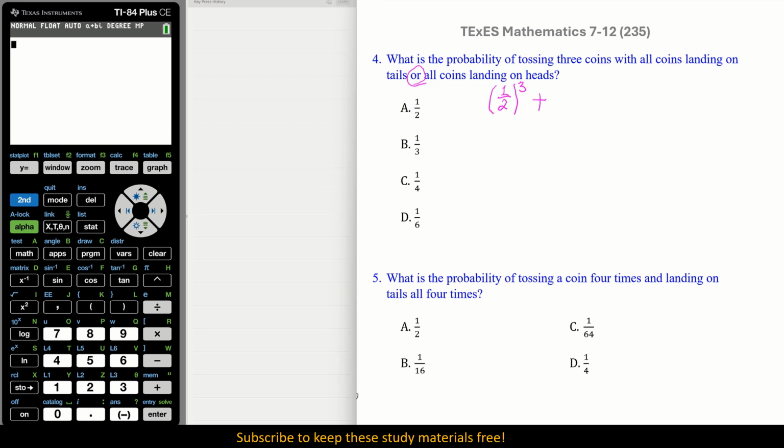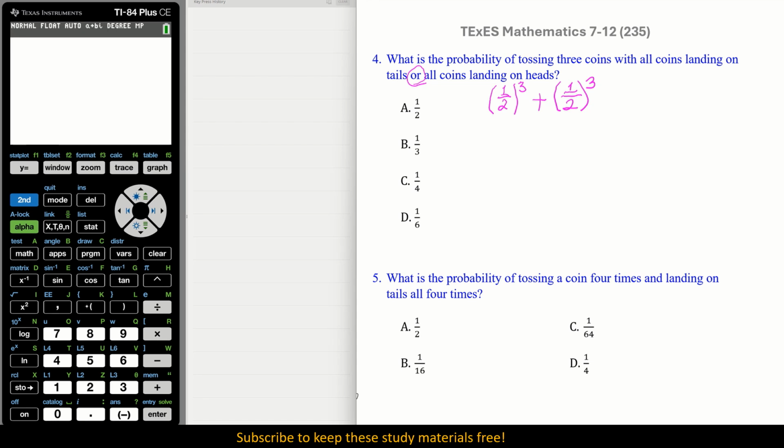Or, so we're going to add. Or means, what's the probability of the other option? Well, it's a coin. It's going to be the same thing, because we're talking all heads, all tails. In this case, we can put it in the calculator exactly the way we see it.